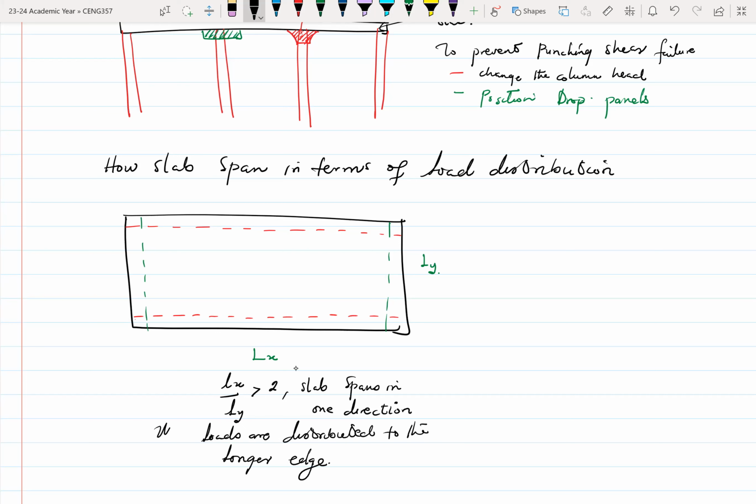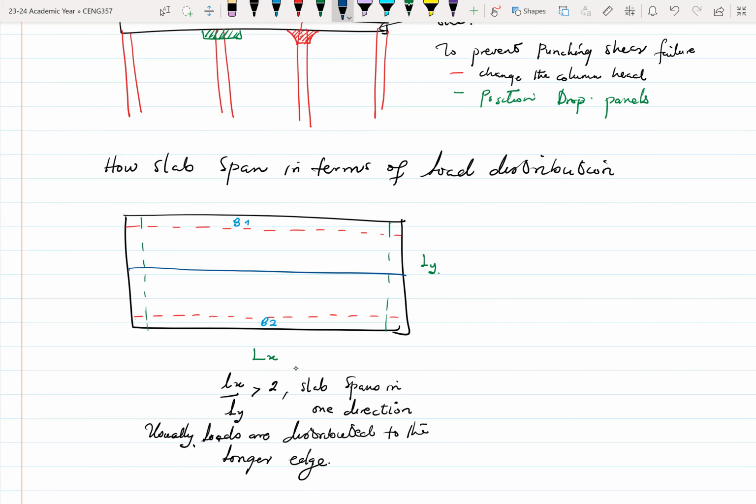Let me say usually, because sometimes you can force it to distribute the loads to the shorter edges. But by convention, the loads are typically distributed to the longer edges. So it means that for a system like this, we have two long edges, or we have beams. So this is beam one, and this is beam two. Okay. So we can divide our loads into two.